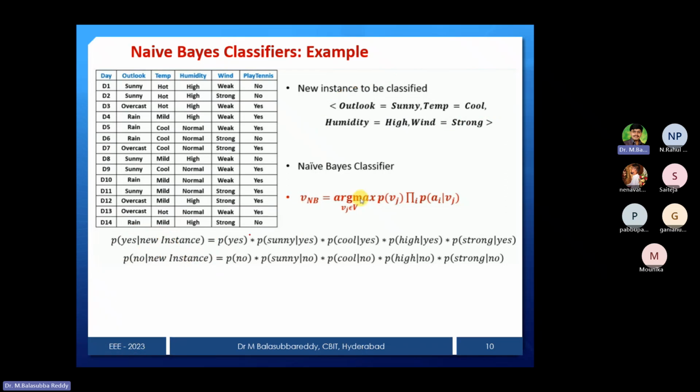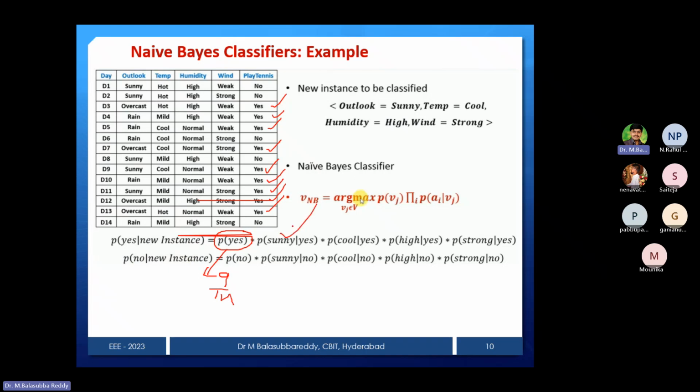Now we can see what is the value of this. Anybody can say, because the probability of getting yes: how many instances out of 14? How many yes do you have? 1, 2, 3, 4, 5, 6, 7, 8, 9. So for this value, what is your answer? 9 by 14. This is 9 by 14.